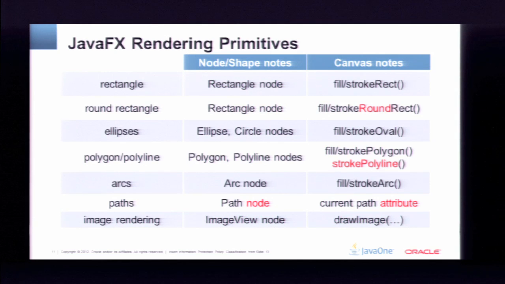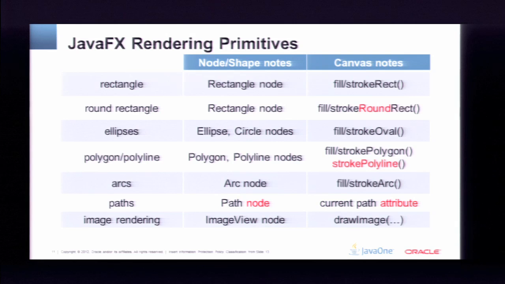Almost all of them are. On the node shape side, you have a node that is that shape. On the canvas side, you have a fill and stroke method that fill and stroke it. The notable differences are that a round rectangle and a rectangle are the same thing in the nodes. You just set an arc width or not, depending on whether you want the rounded corners. In Canvas, it's separate methods. The polyline node allows you to set a fill, so you can fill a polyline, even though that's really what a polygon is for, but it still lets you fill it. There is no fill polyline method on the canvas because you should be using fill polygon if you're going to do that.